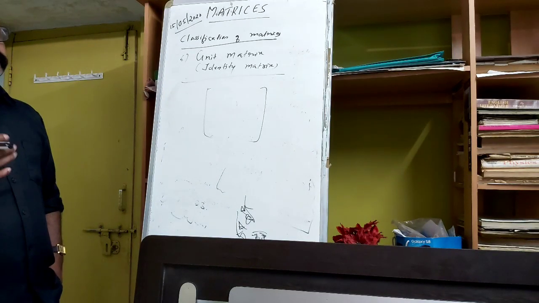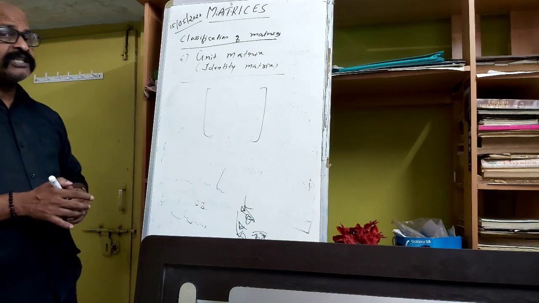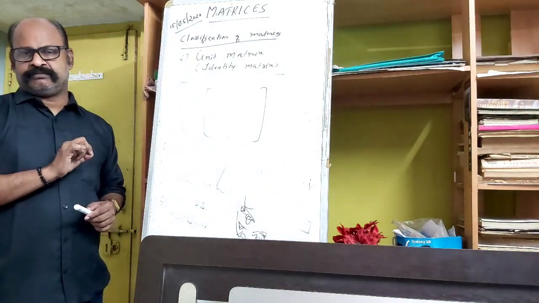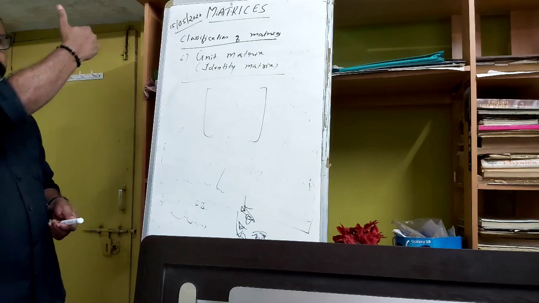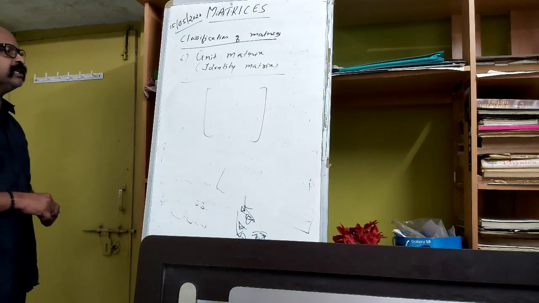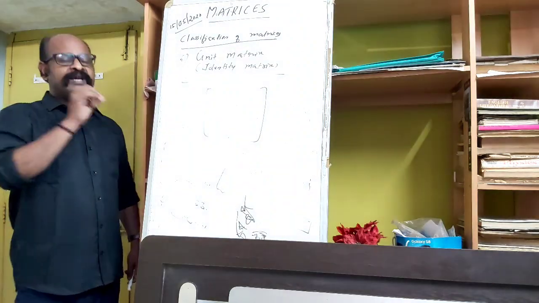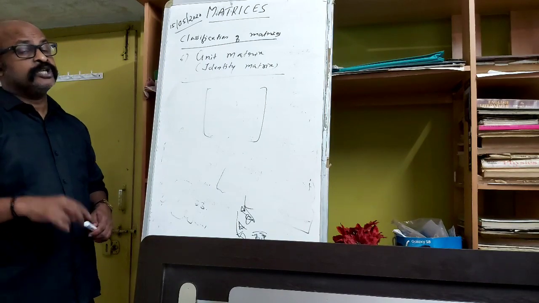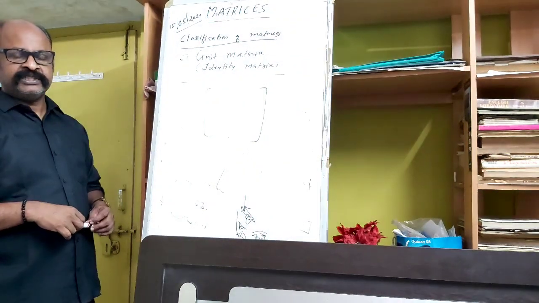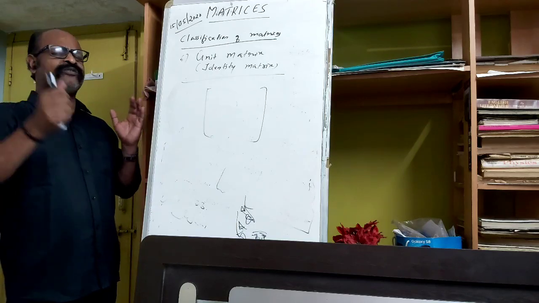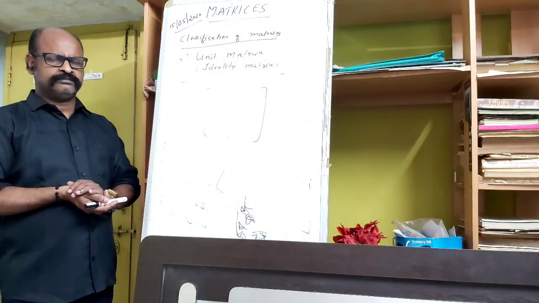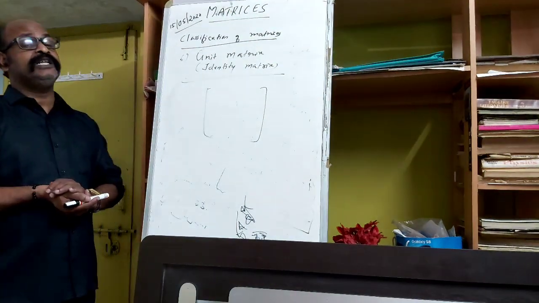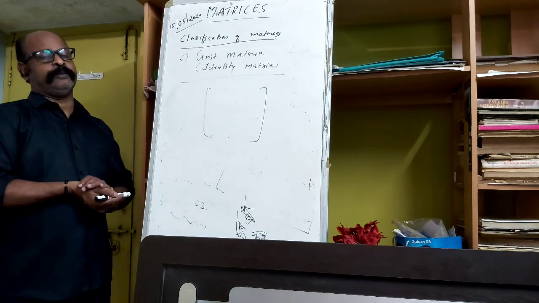So in a scalar matrix, what are the principal diagonal elements? The same non-zero elements. For example, if you take 2, all the principal diagonal elements are 2. If you take -3, all the principal diagonal elements are -3. If you take 5, all the principal diagonal elements are 5. Means same non-zero real numbers. Just think of non-zero real numbers. How many are there? There are infinitely many non-zero real numbers.